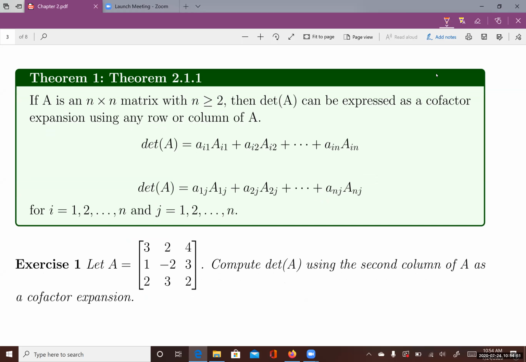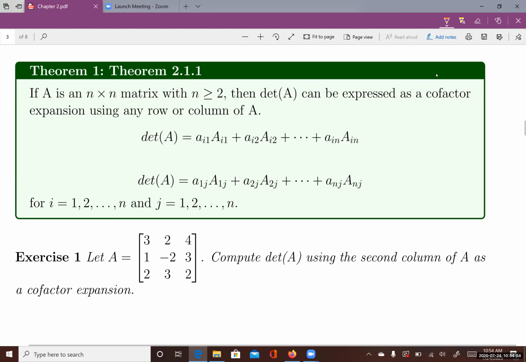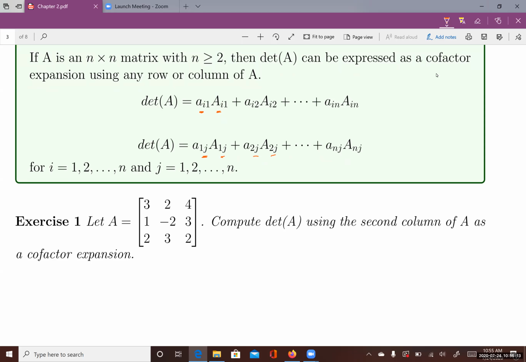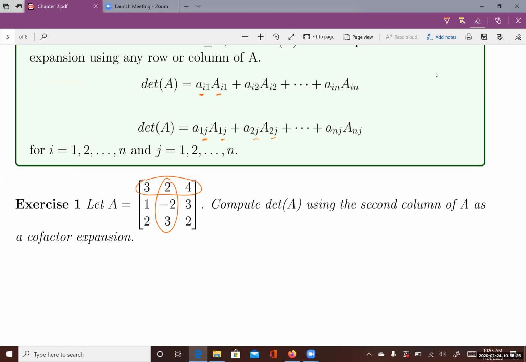It turns out that you don't have to use just the first row of a matrix to find the determinant. You can use any row i or any column j in order to find the determinant of A. For example, given the same matrix, at first I picked the first row to find the determinant. This time, I want to pick the second column to find the determinant of this matrix.